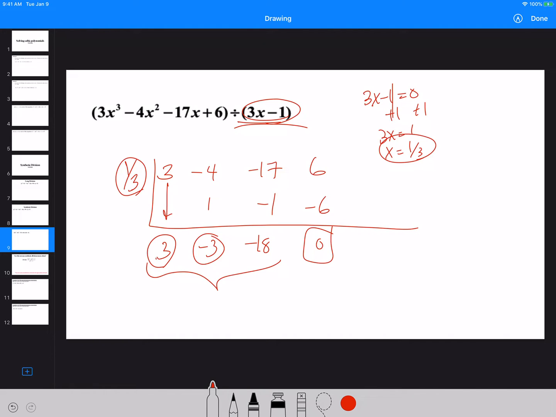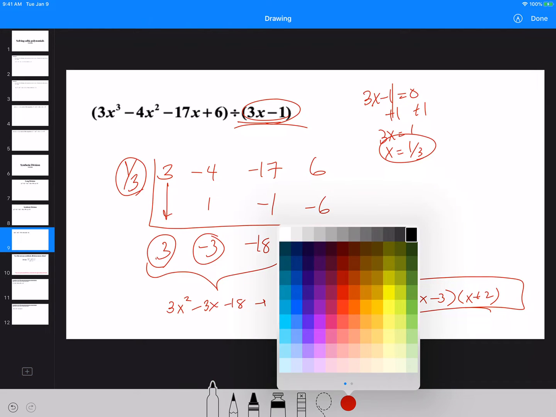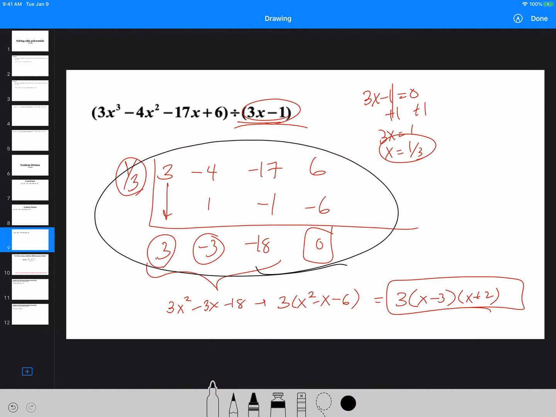So how do we write this as our final answer? 3x squared minus 3x minus 18, 3 times x squared minus x minus 6, and so that will be 3x minus 3x plus 2. So I'm just completely factoring this, but what I'm really interested in is for you guys to be able to do this portion right here. Even if you're given a fraction, like 3x minus 1, and I ask you to solve for the zeros, and I ask you to do synthetic division with it, I will still want you to be able to do that.